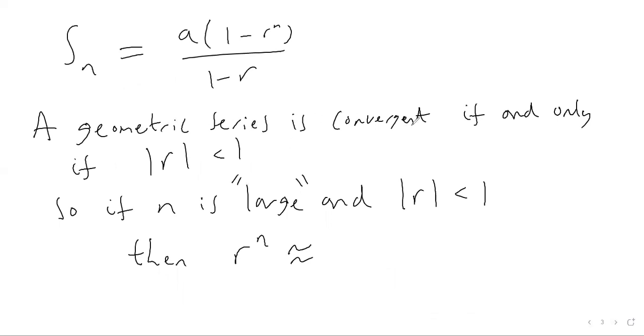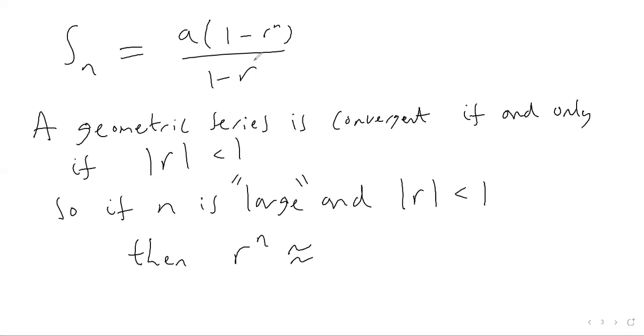A geometric series is convergent if and only if the absolute value of the common ratio is less than 1. So if you've got a common ratio of 0.5 or minus 0.5, anything with a modulus less than 1, the sum will converge to a number. And the objective is, can we use this formula to find out what that number, or what the formula, would be? So let's think about this.